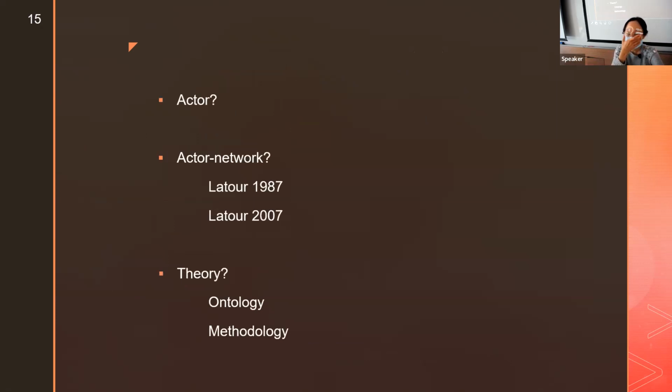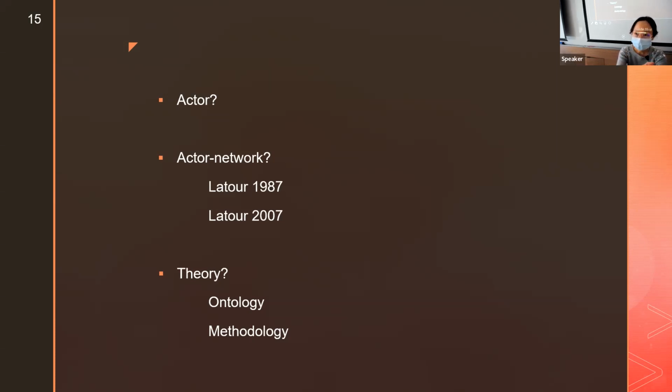And what is an actor network? Latour, in his 1987 monograph Science in Action, describes the actor network as a star-shaped configuration, with actors spread around a central actor, or around a center, where all resources or all actors can converge and make a society, or make a project happen.